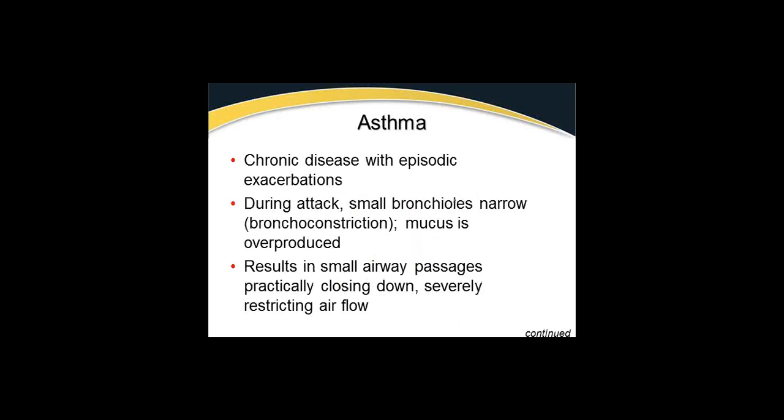Now, asthma doesn't fit specifically in the COPD categories, but it fits in what's often referred to as the OPD category, which is just plain obstructive pulmonary disease. It is a chronic disease, but it doesn't have the same typical characteristics as emphysema and chronic bronchitis. Usually people will have just episodic exacerbations, meaning occasionally they'll have something happen which causes them to have a flare-up. During the attack, these small bronchioles narrow from bronchoconstriction. Their biggest problem is the muscles are constricting down, and then they will start to produce mucus.